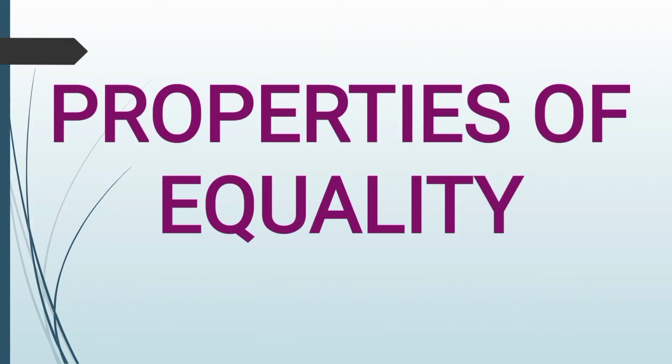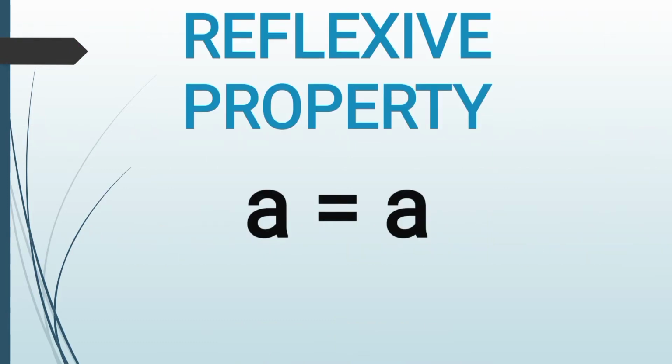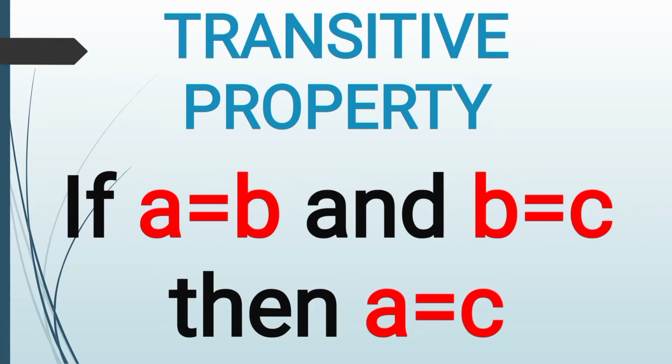Properties of equality. Properties of equality for all real numbers A, B, C, and D are the following true. First, reflexive property. A is equal to A. Like 7 equals 7. Symmetric property of equality. If A is equal to B, then B equals A. Transitive property of equality. If A equals B and B equals C, then A equals C.